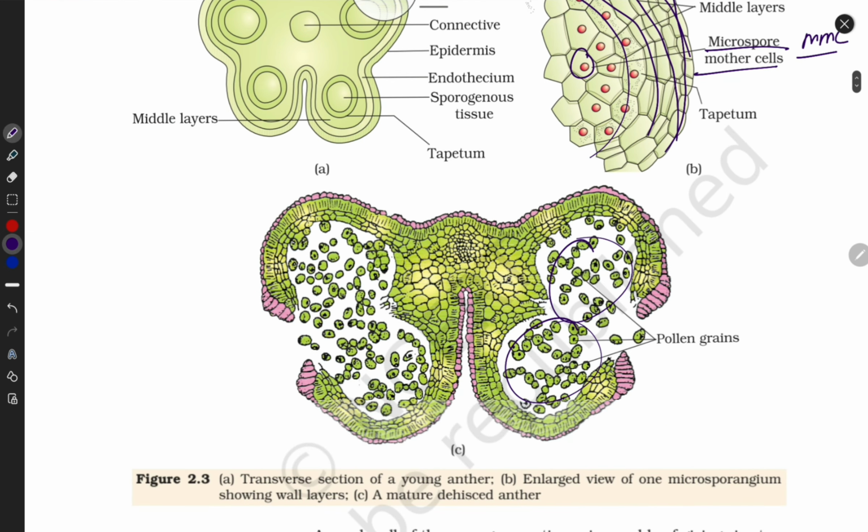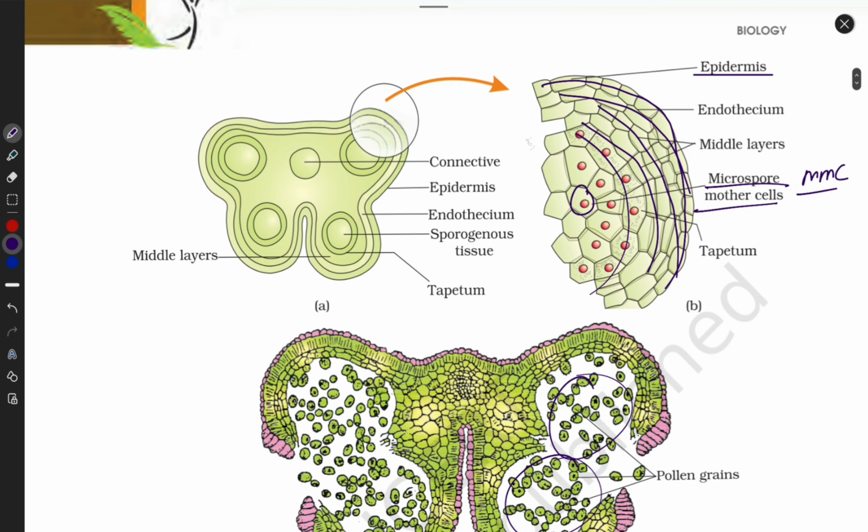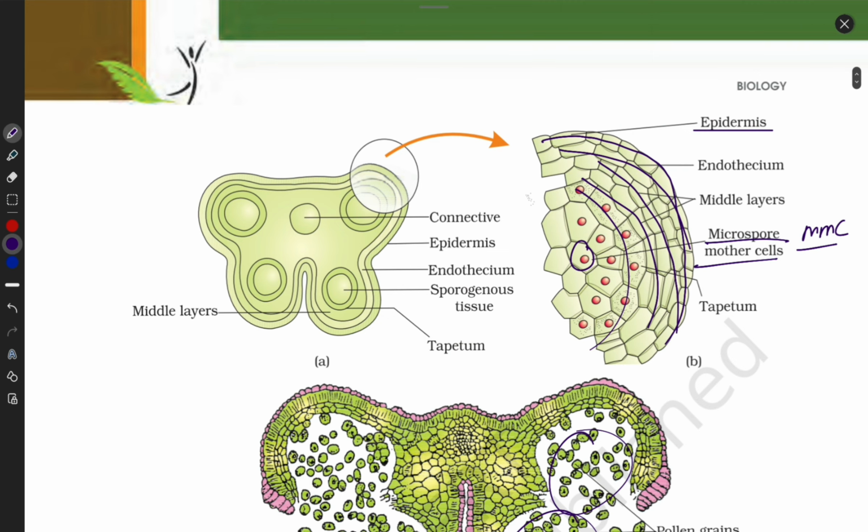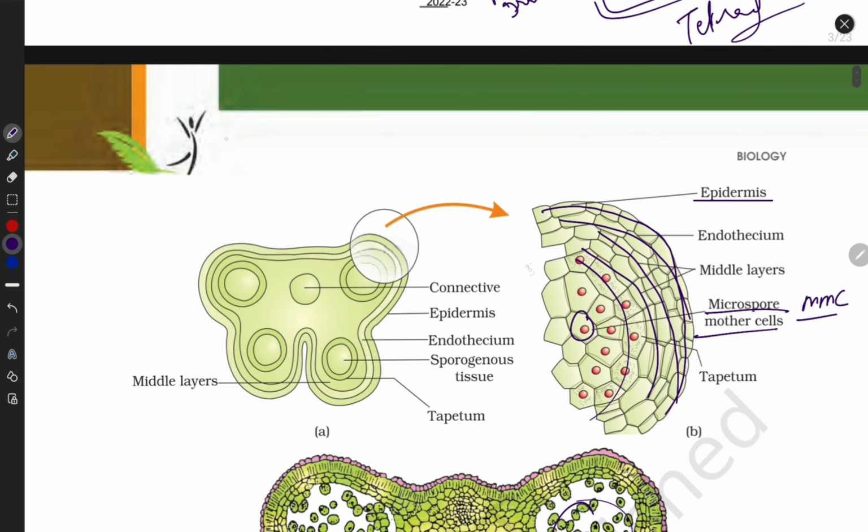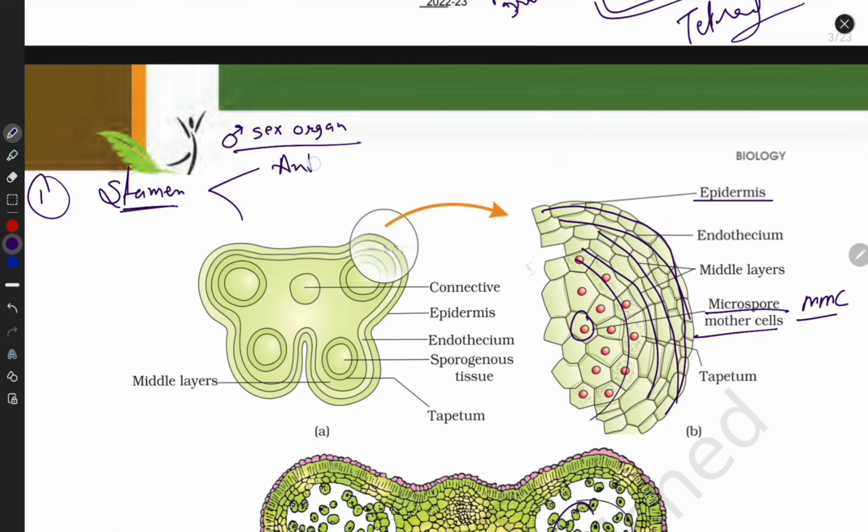Look at here guys, very beautiful. Look at here guys, they are huge in number. Okay, now I make a flow chart for you. Male sex organ. Okay, what is the name of male sex organ? Stamen. Okay, stamen is made up of 2 parts, anther part and filament part.